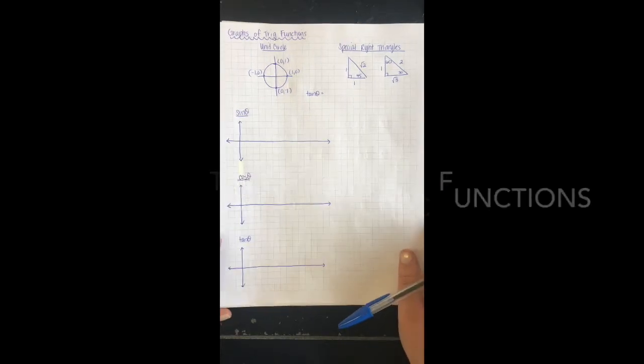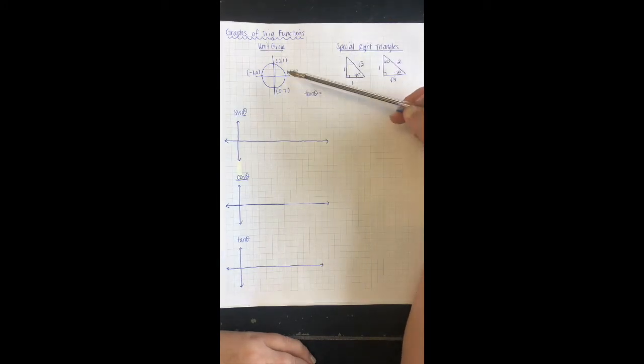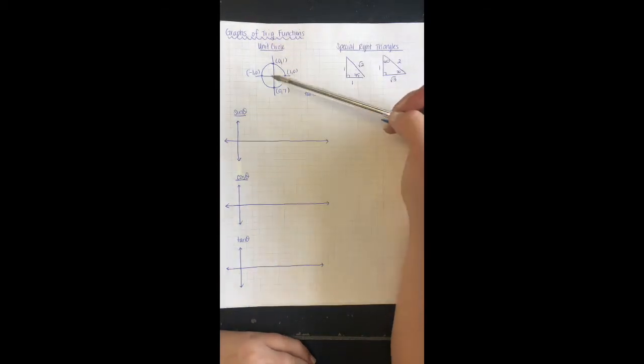All right, so graphing trig functions. As I've been saying for the past couple of lessons, all of your exact values come from the unit circle or the special right triangles. Well, your graphs are going to be the same way. Most of your graphs actually are going to really come from the unit circle.